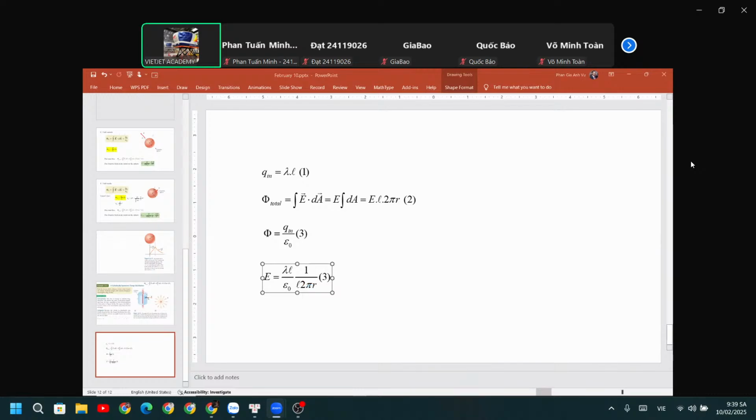But you can simplify it a little bit to get it clearer. You have here lambda over 2 pi epsilon 0 R. Okay, so finally you have this one.